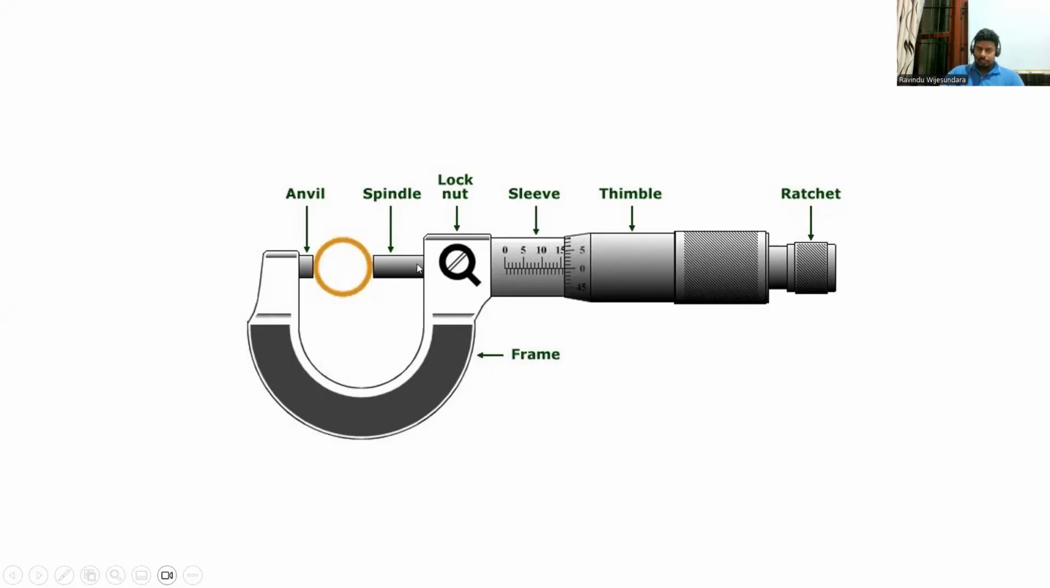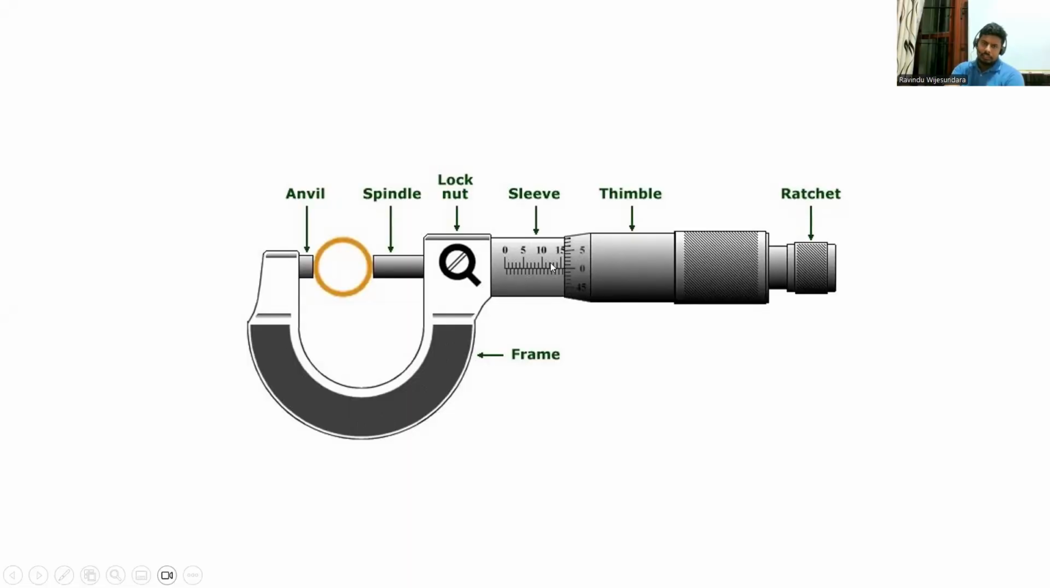once this is tight to a sufficient level, this ratchet structure works to give you a tick tick sound. So when this is tight in between the anvil and spindle to an adequate level, the ratchet and thimble will slip. That means it gives a tick tick tick sound, but it will not move the spindle. Furthermore, it can be rotated, but it will never move the spindle back towards the object.